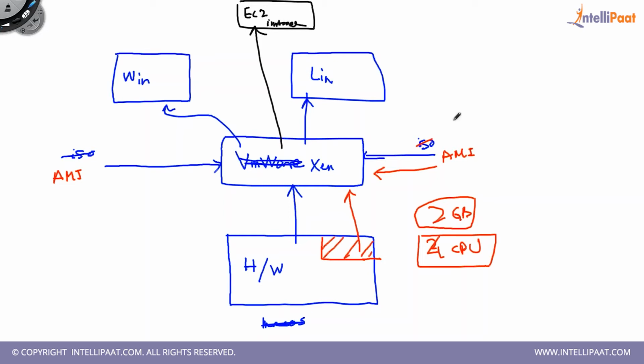So if you want say Linux or Ubuntu, this virtual machine will use an AMI which has Ubuntu. The Xen hypervisor will use the Ubuntu AMI, and it already has the hardware specification. We get the hardware from the underlying hardware in Amazon data centers, and it will spin up an EC2 instance or a virtual machine with the Ubuntu operating system in it.